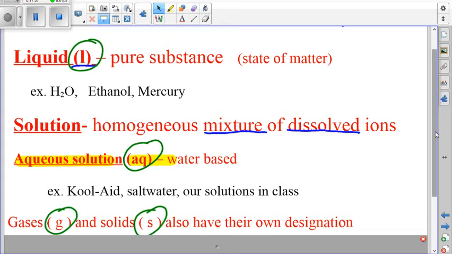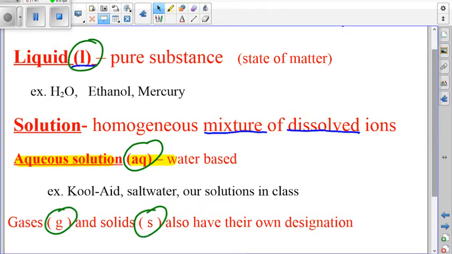So we kind of like having that, and you can control the concentration a lot more easily, too. But yeah, it's pretty straightforward. L is liquid, G is gas, S is solid. This is probably the only one that's a little new to you, aqueous solution, AQ. But everything else is pretty straightforward.